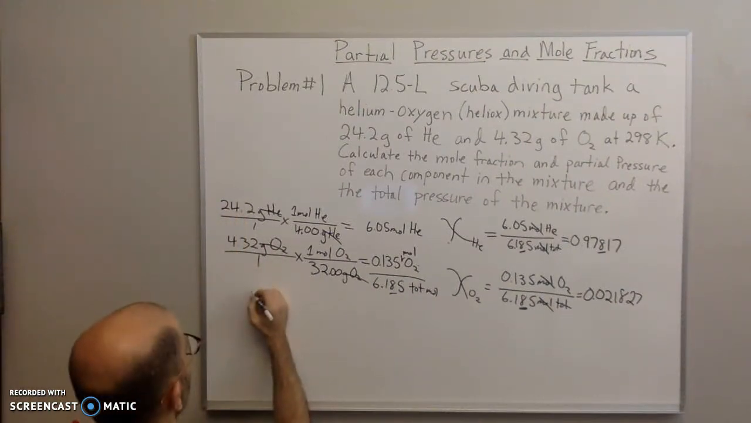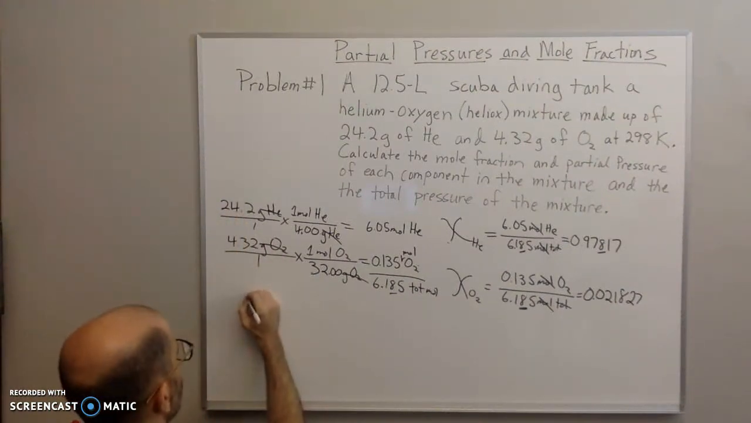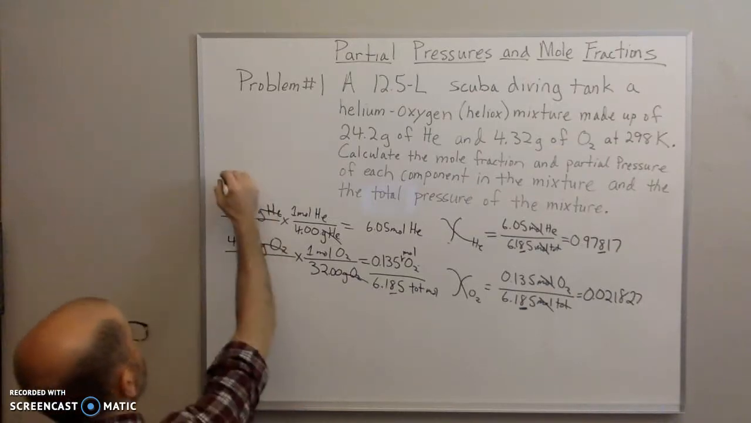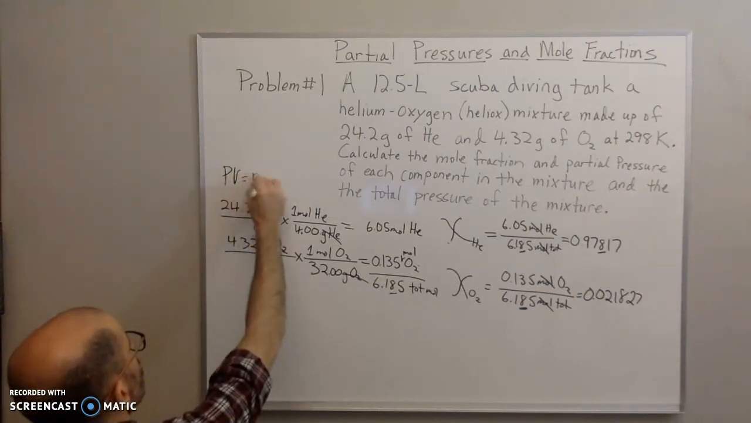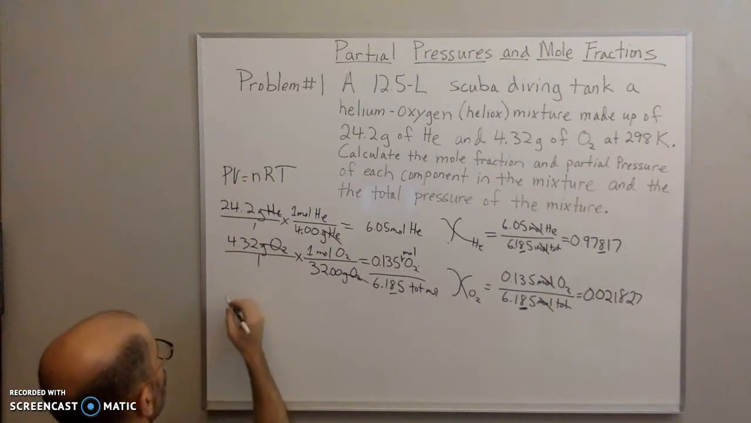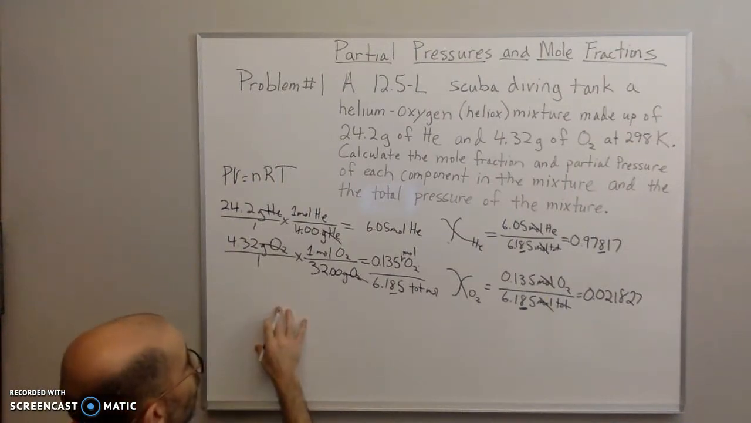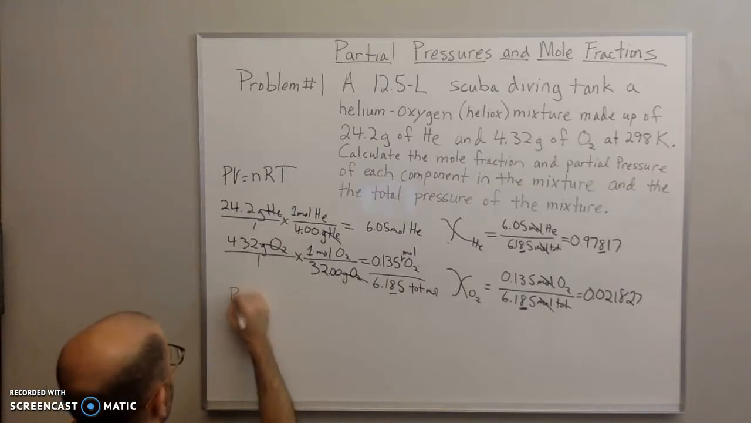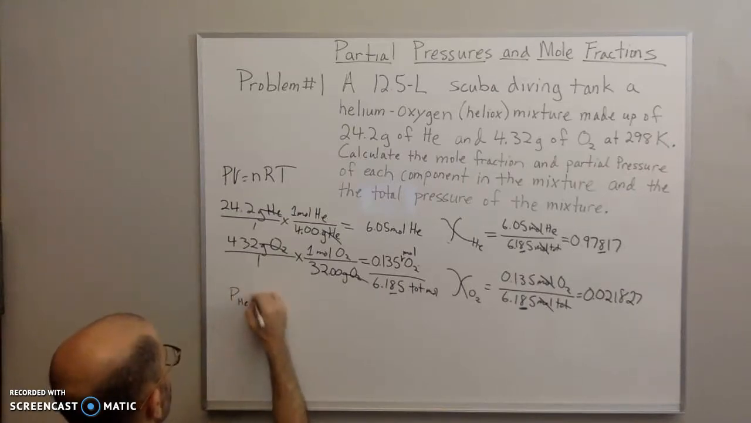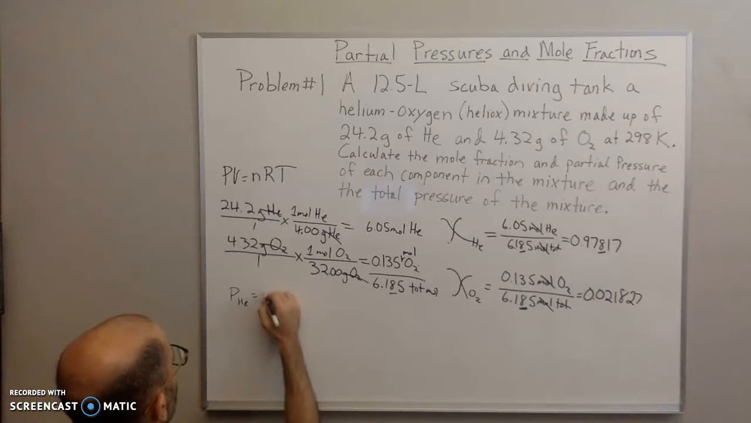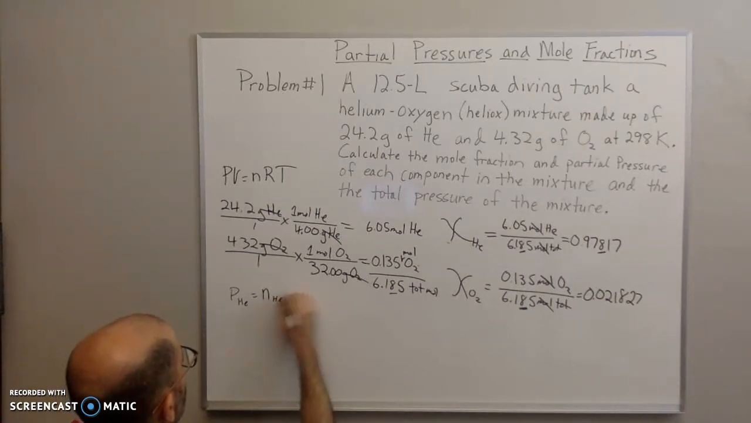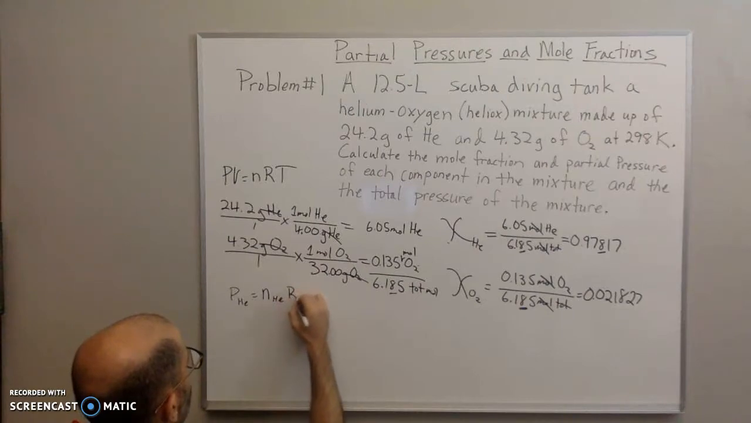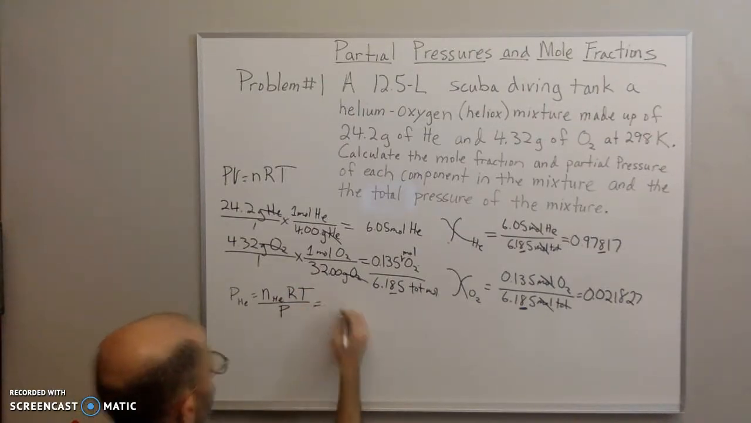So we can start with helium. So the ideal gas law is PV equals nRT. We want the pressure, the partial pressure. So that means that the partial pressure of helium is going to be equal to the moles of helium multiplied by RT divided by V. So we just need to plug those values in.